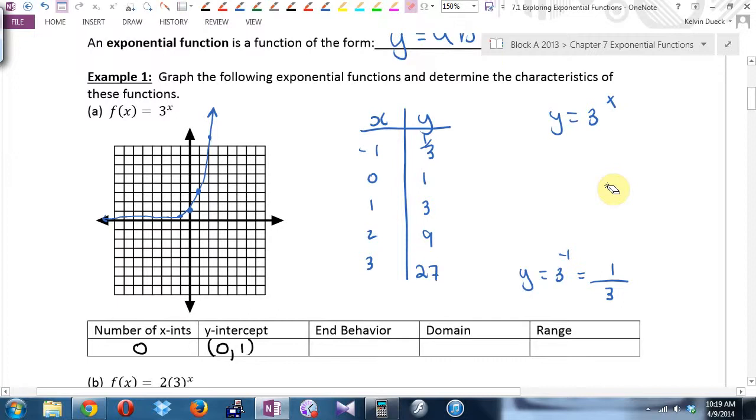End behavior, what quadrant do we start with? Quadrant 2. What quadrant do we leave on? Quadrant 1. What's the domain? How far left does this graph go? Forever. How far right? Now, it is getting steeper and steeper, but it is still moving sideways. So you know how far right it goes? Infinity. The domain, all reals.